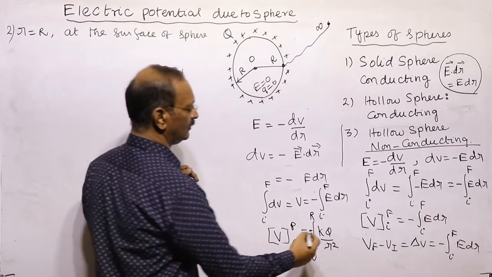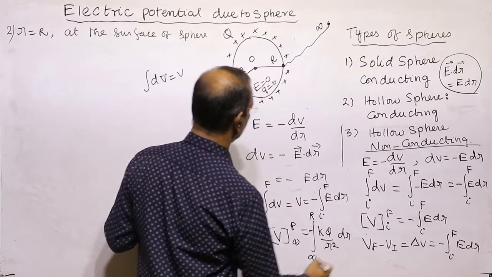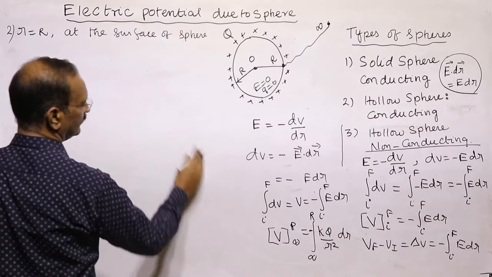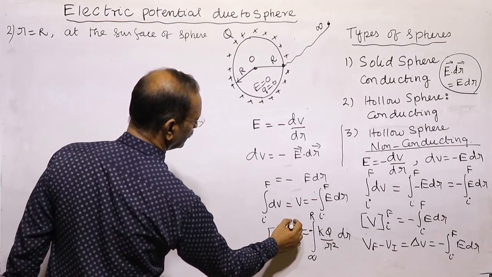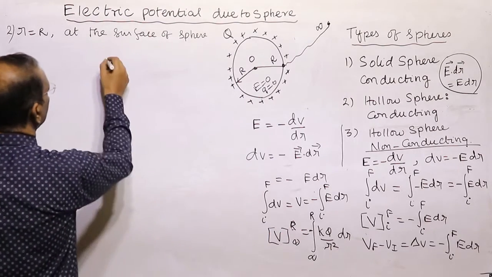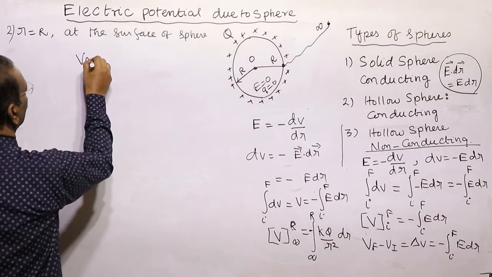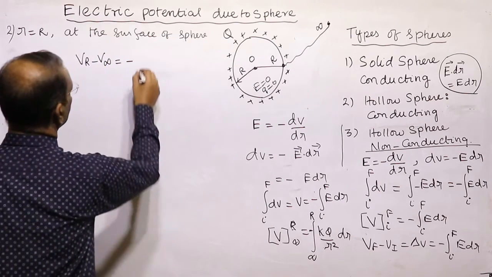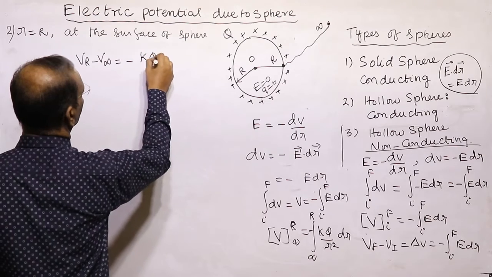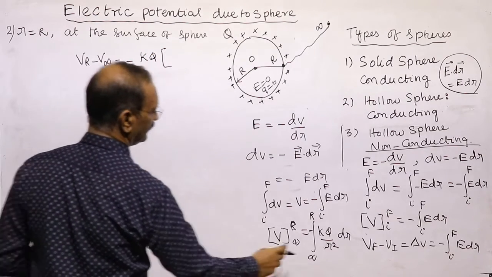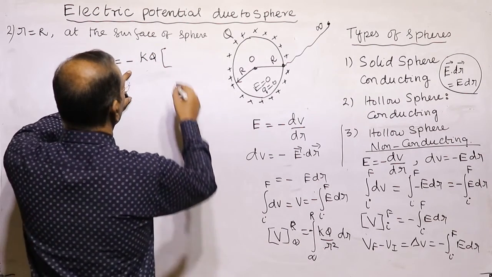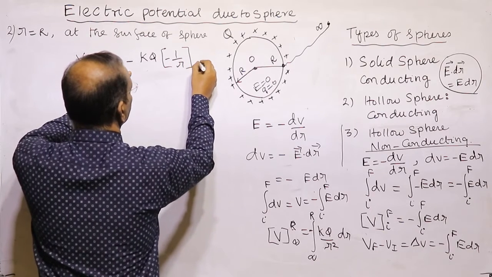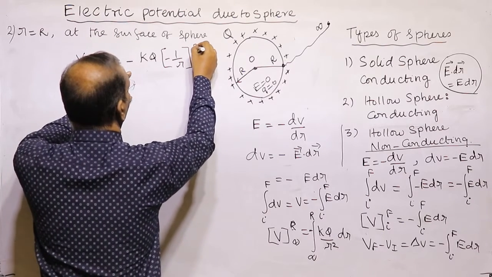KQ by R square into dr. Already we saw it. What is the integration? We put this limit, that is V_R minus V infinity is equal to negative K into Q into, already we said its integral is 1 by R, with the limit from infinity up to R.